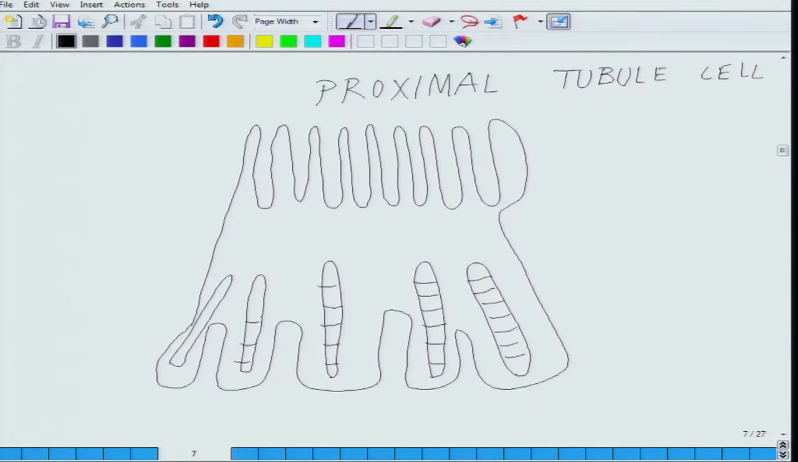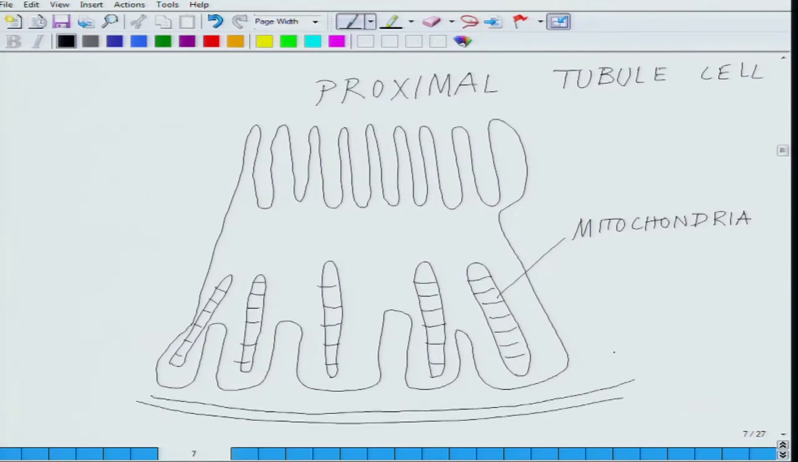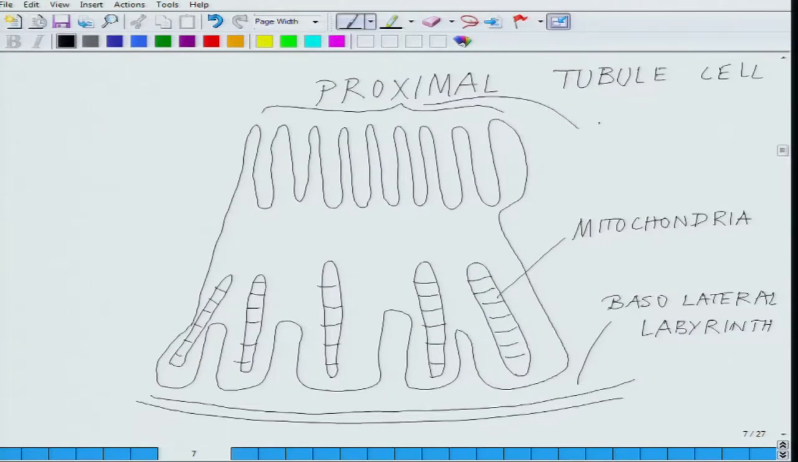This is how the proximal tubule cells look, which form the proximal tubule of the kidney, and these structures are nothing but mitochondria. There are a lot of mitochondria, as a lot of energy-dependent processes are happening, and underneath you have the basolateral labyrinth, and this is the brush borders. So this is all about the structure of the proximal tubule.